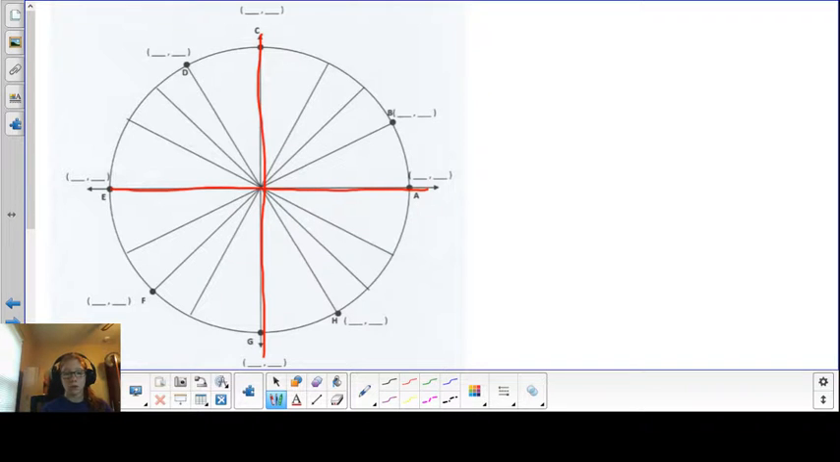So let's talk about point A. I drew my line a little bit into it. We know it goes x comma y, and we know that my circle has a radius of 1. So wouldn't that mean that from the origin to A is the length of 1 unit? Okay, so isn't my x value here then just 1?